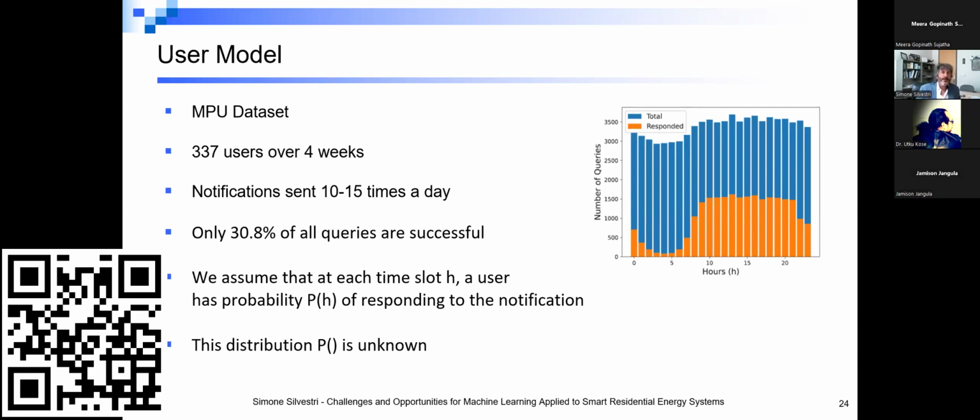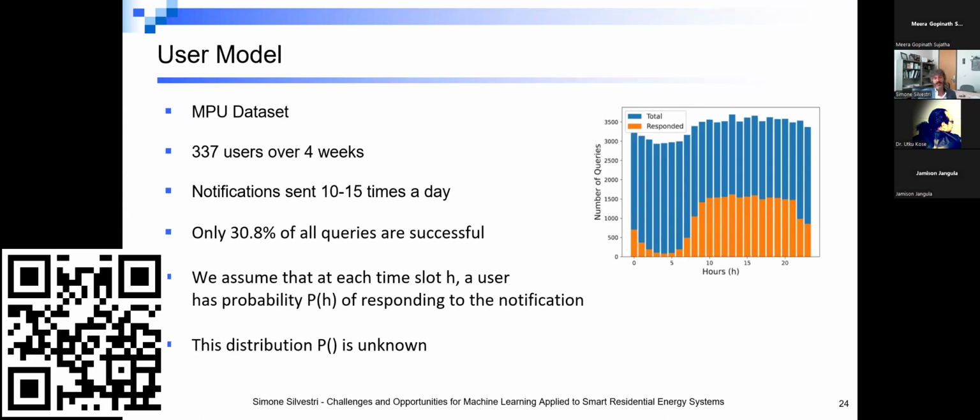Yeah, you're welcome. Okay, so just to give an idea of how users actually behave, this is the MPU dataset that is available online, which considers more than 300 users. They sent 10 to 15 notifications a day to their phones and asked the users to respond. Over time, only 30% of these notifications were responded to, and as you can tell, the availability of the user is highly heterogeneous over time, and also highly heterogeneous across users.